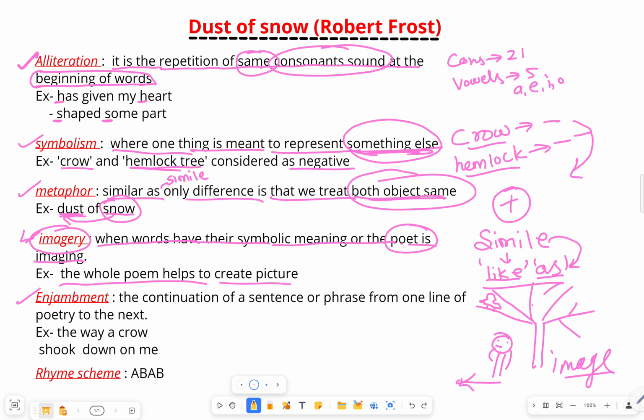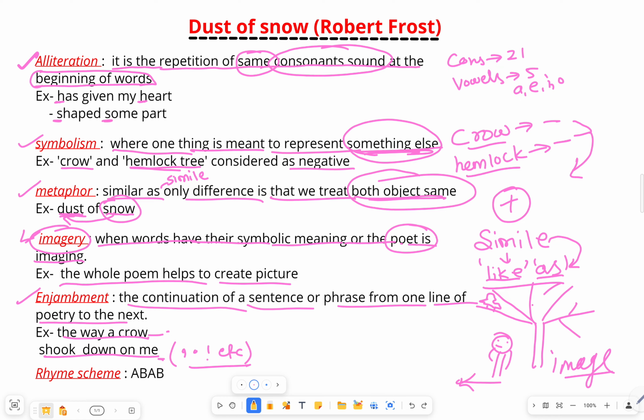Enjambment, we already know enjambment: the continuation of a sentence, phrase or phrases from one line of poetry to the next line. In the simple way, you have to just open a book in the first stanza. I have written, the way a crow shook down on me, and here there's no punctuation mark at the end, so that's why it is called enjambment. Enjambment means the continuation of a sentence from here to here. It is continuous, sentences continue.